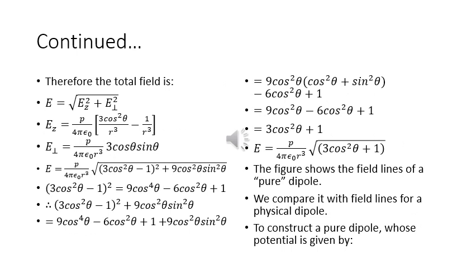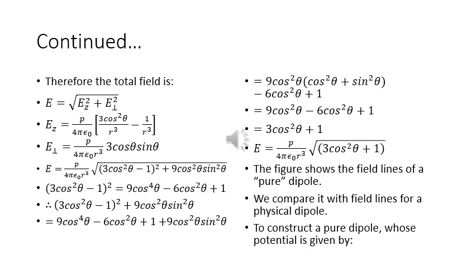Therefore, the total field is E given by under root of Ez square plus E perpendicular square. Now Ez we recall is p upon 4 pi epsilon naught open brackets 3 cos square theta by r cubed minus 1 upon r cubed. E perpendicular is equal to p upon 4 pi epsilon naught 3 cos theta sin theta upon r cubed. We can take out common p upon 4 pi epsilon naught r cubed. Within the under root sign we will be left with 3 cos square theta minus 1 whole square plus 9 cos square theta sin square theta.